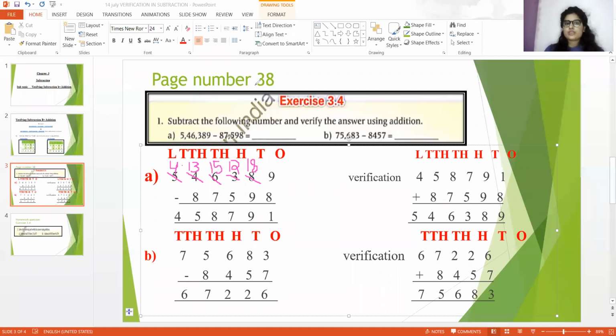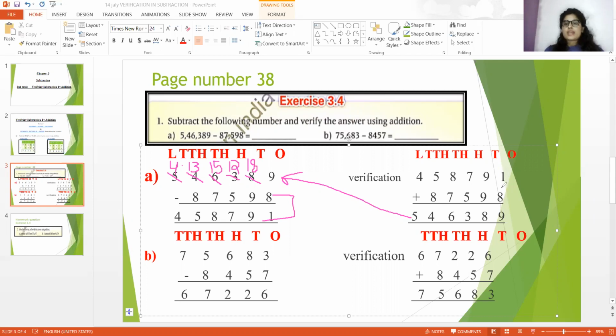So now let's check whether this answer is correct or not. How can we do this? We just add these two numbers. If while adding these two numbers I get an answer which is equal to this number, then the subtraction will be correct. Very good. So now add these two numbers. First I will write 4,58,791. After it I will write 87,598.